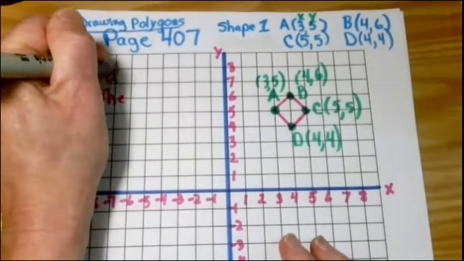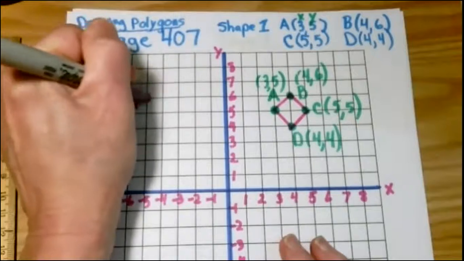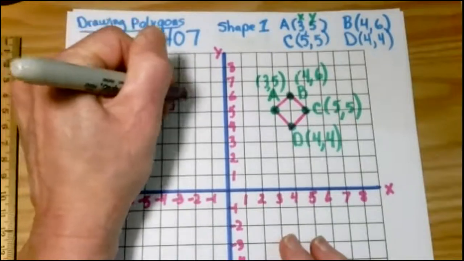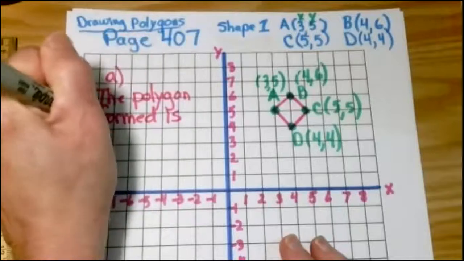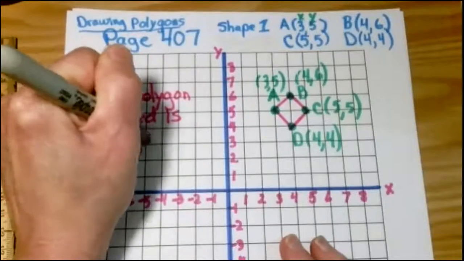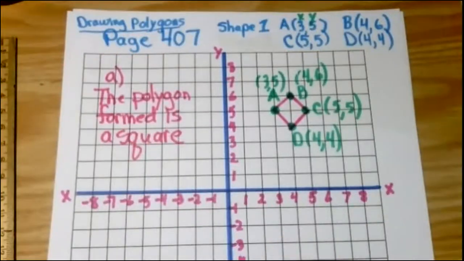This is letter A. The polygon formed is a square. So that's letter A. And now we're going to do letter B. So it's a different shape.